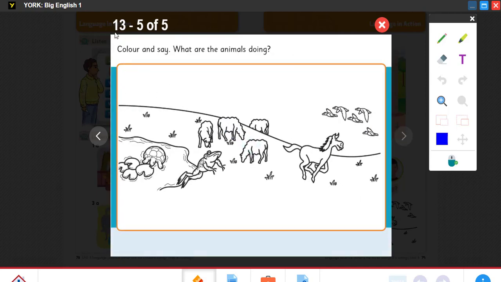to question 13. Color and say, what are the animals doing? I'd like you to color this picture at home and practice talking about the different animals with your brothers and sisters. And now let's move to the workbook.